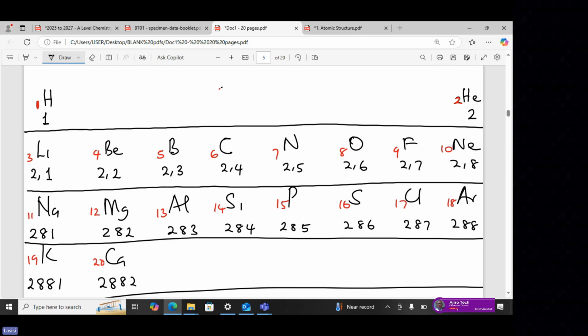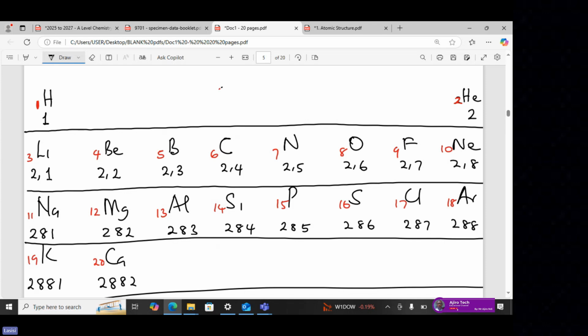What is changing across the period from left to right? The number of shells is constant, but something is changing. What change can you observe? The number of electrons in the outer shell. Do you agree? Yes, sir. It is increasing by 1 from left to right. From lithium 1, beryllium 2, boron 3, carbon 4. Go back to sodium again, 1, 2, 3, up to argon, which is 8.